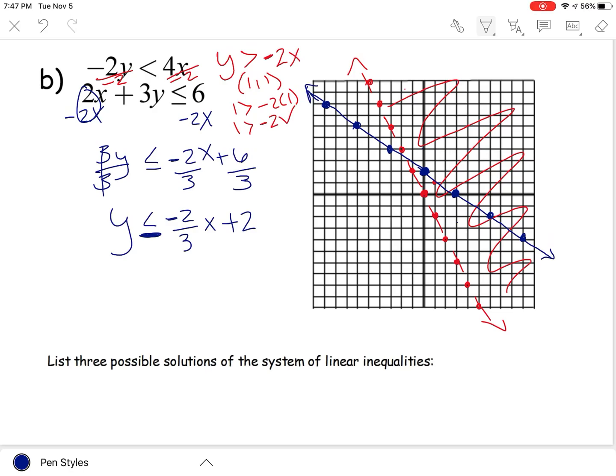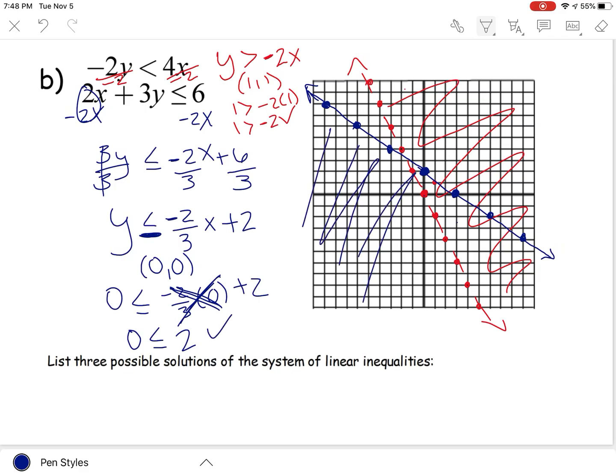Then we just need to test an area. Notice that this blue line does not pass through the origin, so we could use the origin as our test point. If we have 0 in for y and 0 in for x, we end up with 0 is less than or equal to 2. Is 0 less than or equal to 2? Yes, it is. And so we would shade everything below that line, which makes sense because it was a less than or equal to sign.